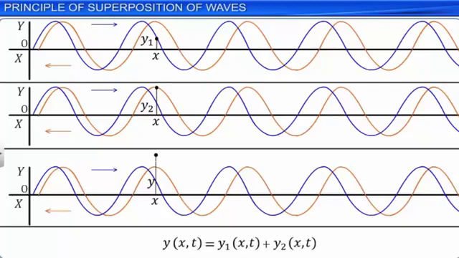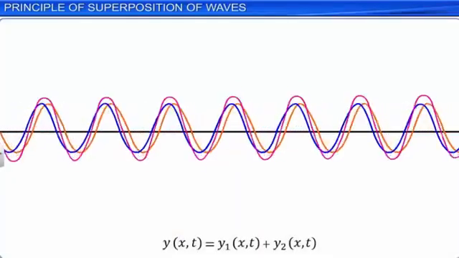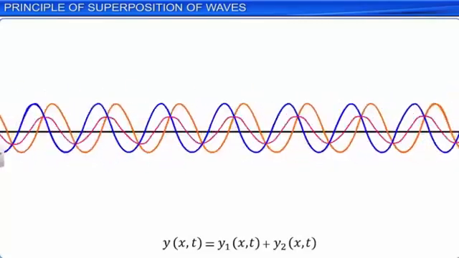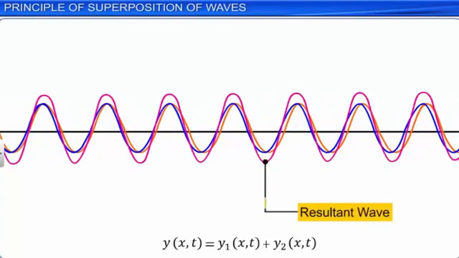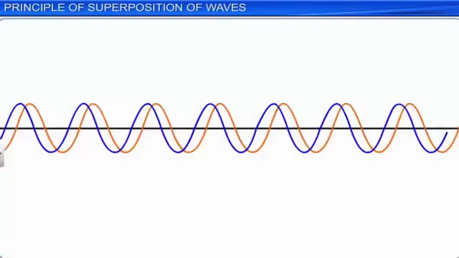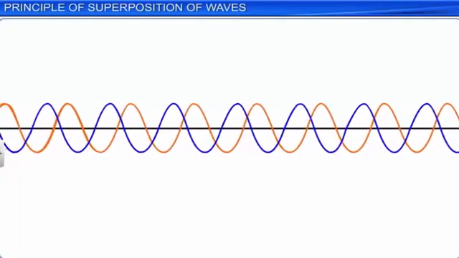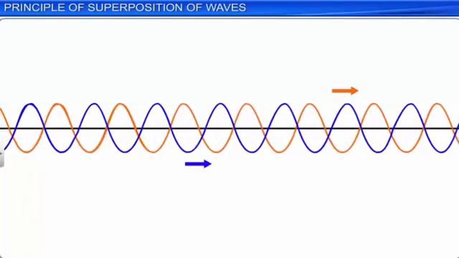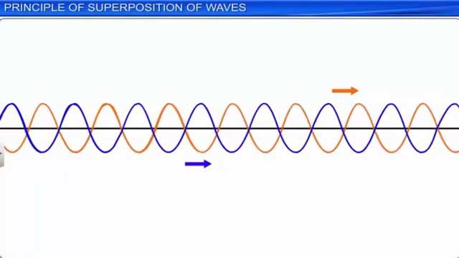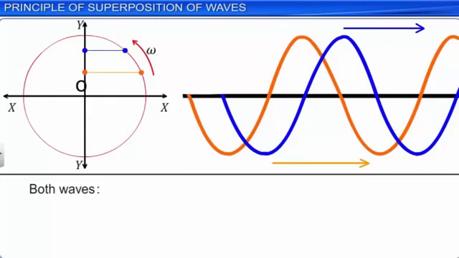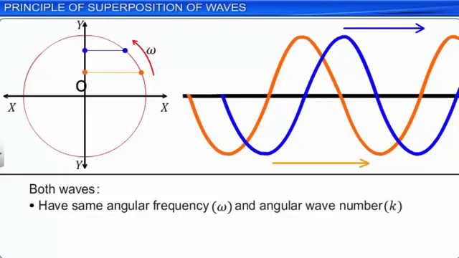Let us consider an example to observe the effect of the superposition of waves. When the waves are propagating in the same direction along a stretched string, both the waves have the same angular frequency, omega, and angular wave number, k, as they are propagating on the same string. They have the same amplitude, a. Their phases at a given x and t differ by a constant angle phi. By changing the angle phi, we can observe different net waveforms.